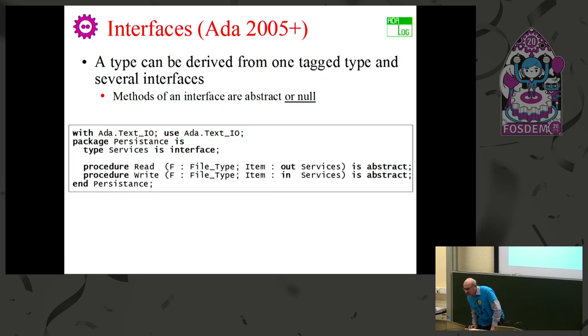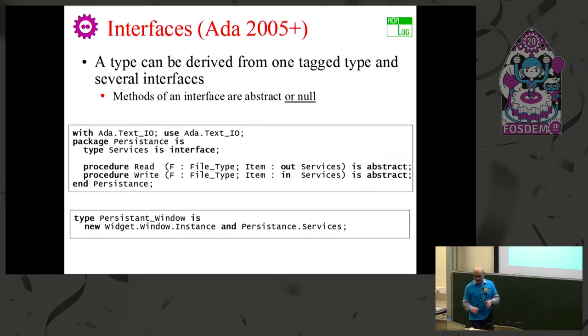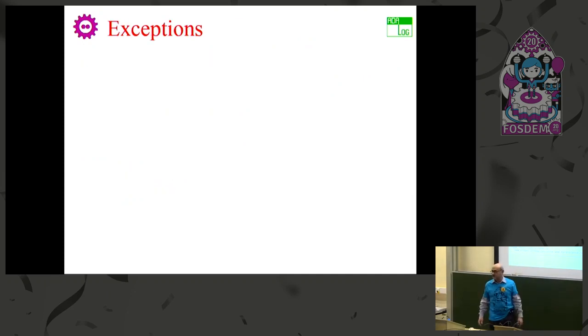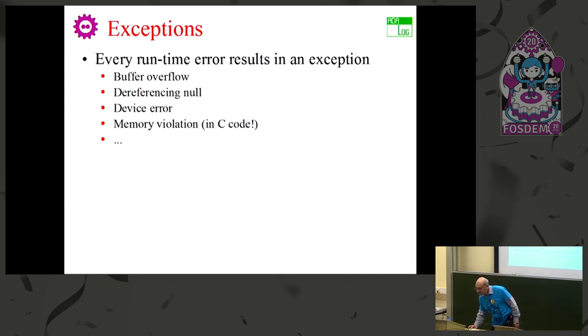So time is running. Starting with Ada 2005, there are interfaces that work roughly like Java interfaces. You can define a type as an interface, and they can have only abstract or null operations, by the way, a small improvement. And every type that claims to implement that interface must provide the operations. And you can inherit from one real tagged type and as many interfaces as you want, like in other languages.